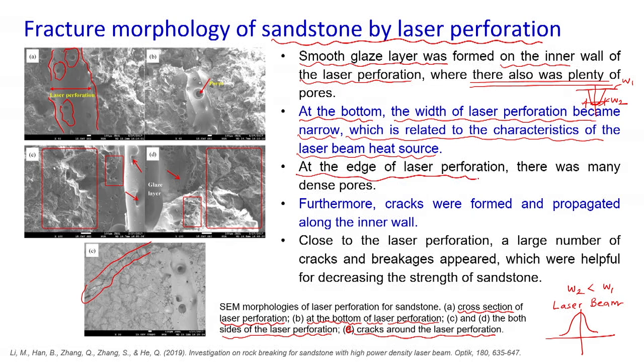At the edges of the laser perforation, there were many dense pores. So those pores you can see at the edges. So edges are here. There are dense pores which you can notice over here. So these are very dense pores. Here also there is a very prominent pore that we can notice. Furthermore, cracks were formed and propagated along the inner wall. So you can notice the cracks are generated and they are getting propagated in the inner wall.